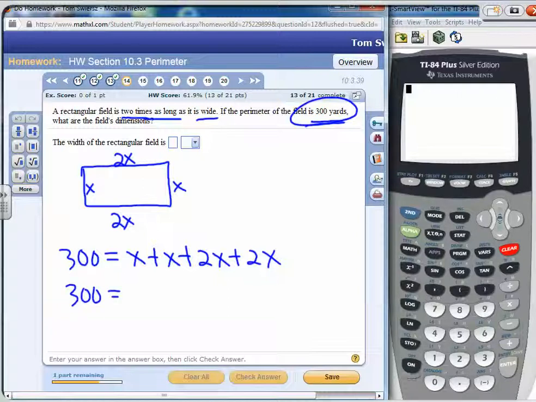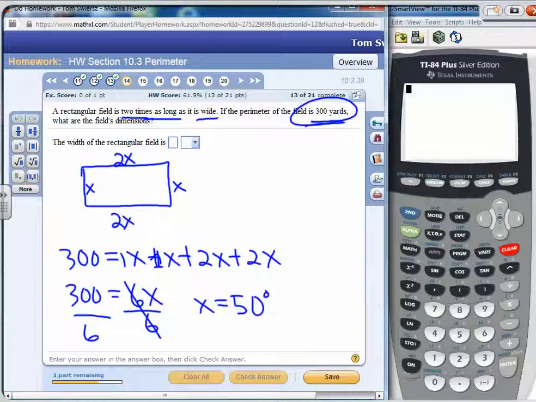On the right side, 1x plus 1x is 2x, plus another 2x is 4x, plus another 2x is 6x. So we have 6x altogether. To solve for x, we're going to divide by 6. So the 6 is reduced to 1. We get x is 300 divided by 6, which comes out to be 50 degrees.